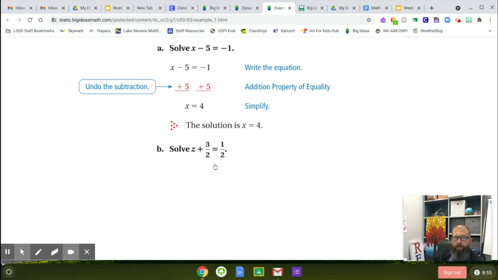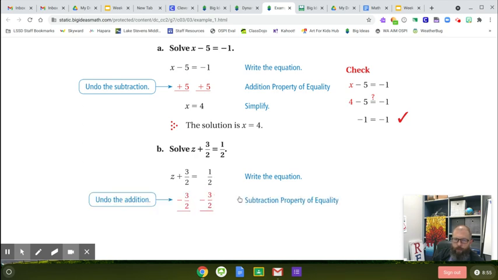Then let's do this one with fractions. It's the same process. We're going to rewrite the problem. On your paper, you have z plus 3 halves equals 1 half. We have to undo this addition, so we're going to subtract 3 halves from both sides. That gives me 0 on this side and leaves me with just z all alone. Then 1 half minus 3 halves: 1 minus 3 is negative 2, and negative 2 over 2 is just negative 1. So z is now all alone, which is what we want, and z is negative 1.